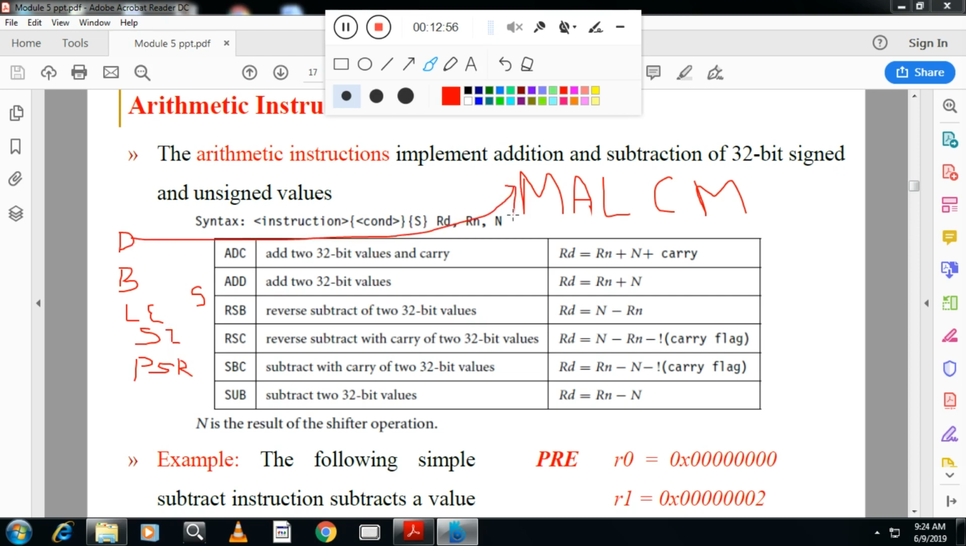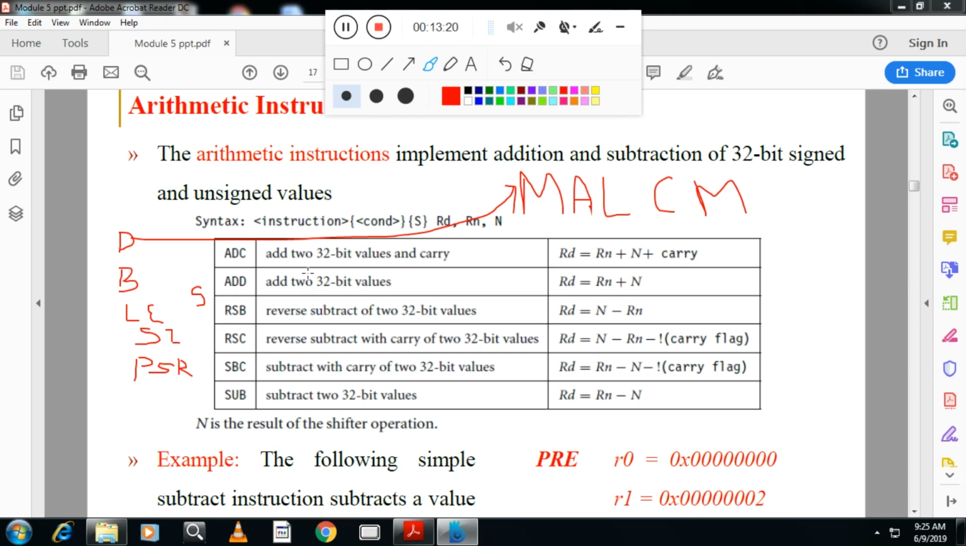This one you have to explain. In that, right now you have completed only the move instruction. Now you have to start arithmetic, then logical, compare and multiply. After that, you have to move to branch instruction, then load and store instruction, then software interrupt instruction, then program status register instruction.